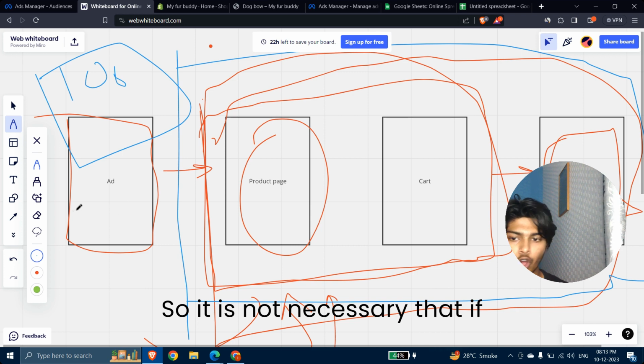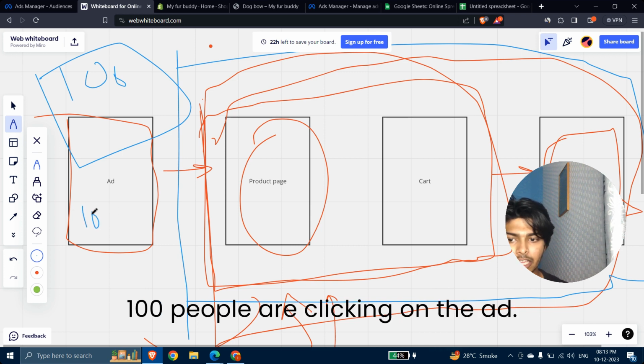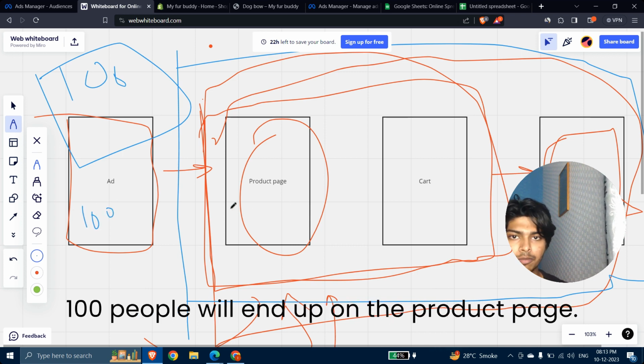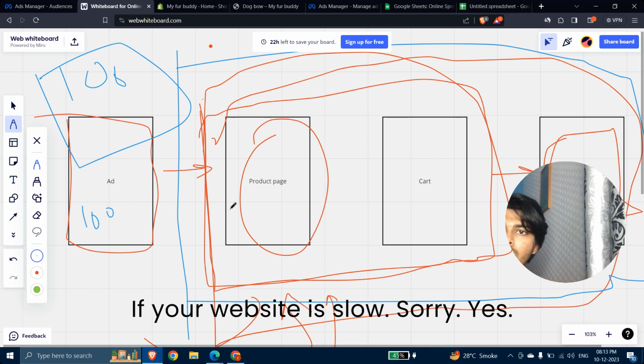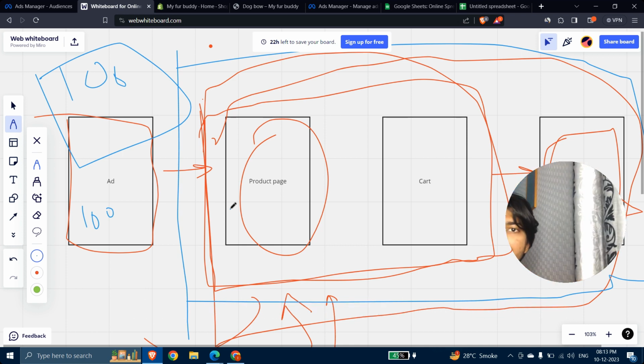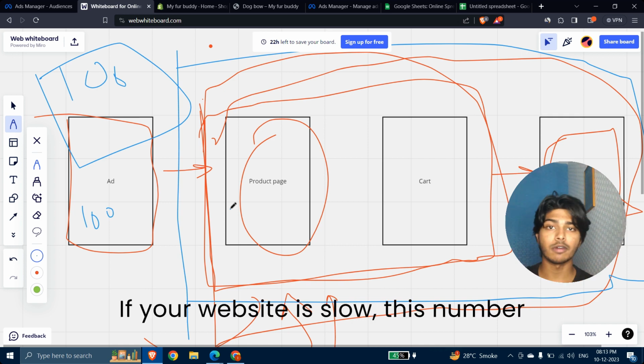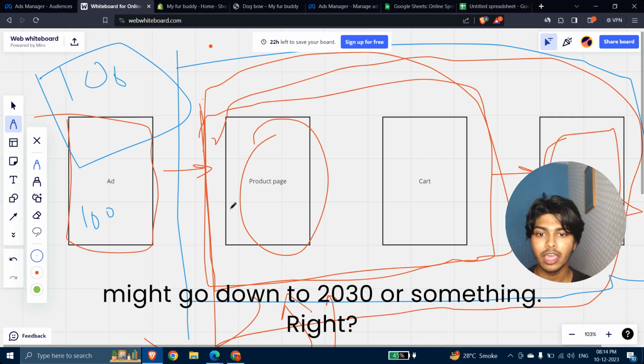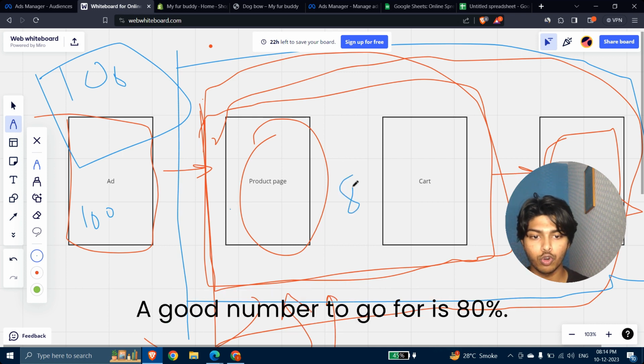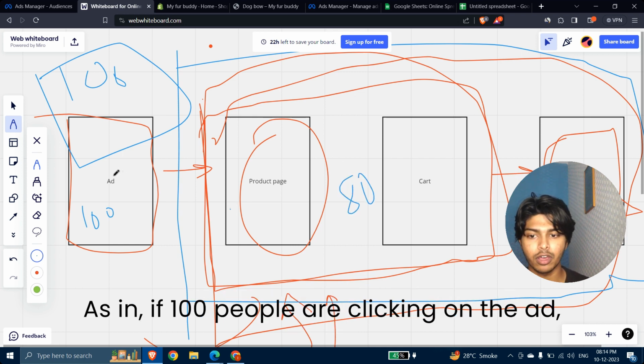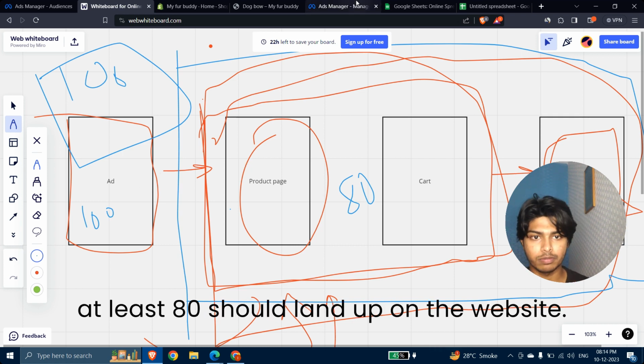So it is not necessary that if 100 people are clicking on the ad, 100 people will end up on the product page. If your website is slow, this number might go down to 20, 30 or something, right? A good number to go for is 80%, as in if 100 people are clicking on the ad, at least 80 should land up on the website.